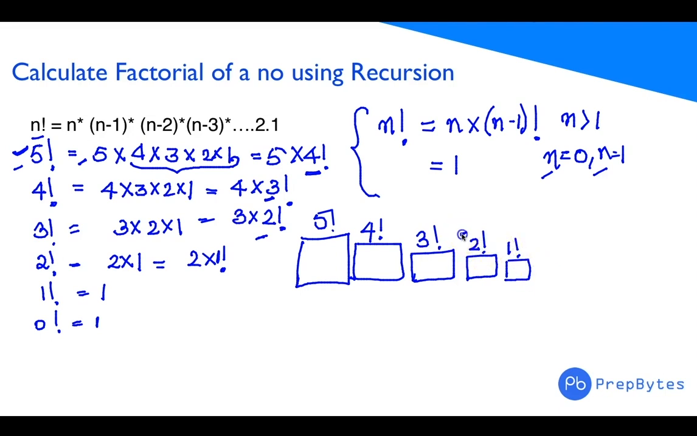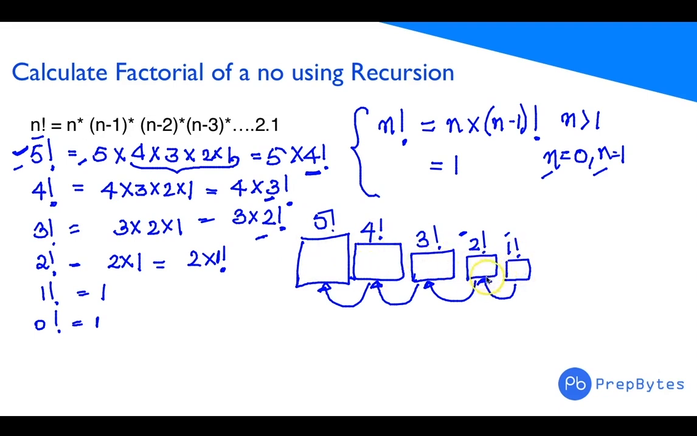Now for calculating 2 factorial, we need to know 1 factorial. As soon as we know 1 factorial, we give this value to 2 factorial. 2 factorial calculates the value, and then we give it to 3 factorial. 3 factorial gets calculated. This value is used by 4 factorial, and this value is used in calculating 5 factorial. So we have a big problem that is getting solved by subproblems.